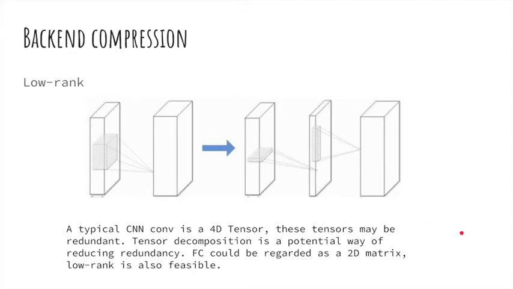After front-end compression, let's take a look at the back-end compression. The first method we talk about here is low rank. We think the conv is actually matrix computation, and we know that a matrix could be decomposed. A very big matrix could be represented by some low-rank matrices approximately.